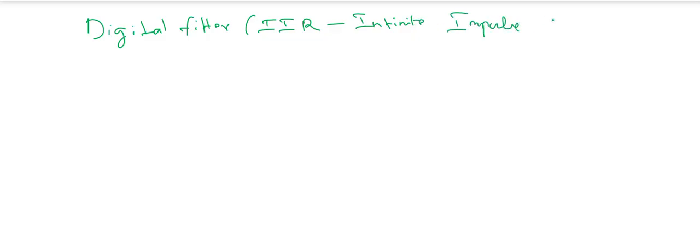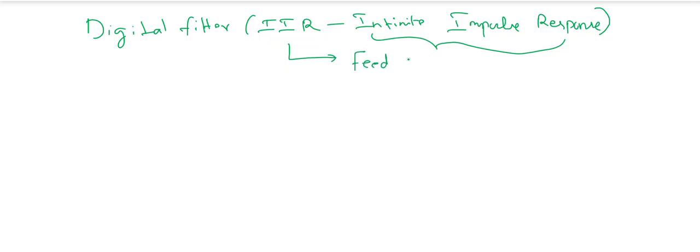impulse response. The impulse response coefficients are infinite. So the infinite impulse response filter, why the infinite impulse response? Because of the feedback. Because of feedback, it produces an infinite number of impulse coefficients.